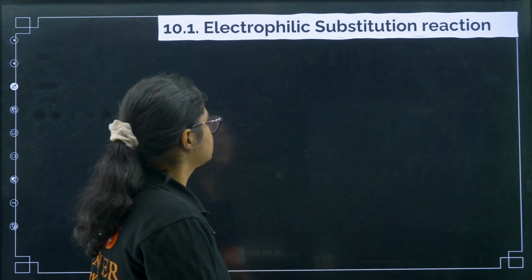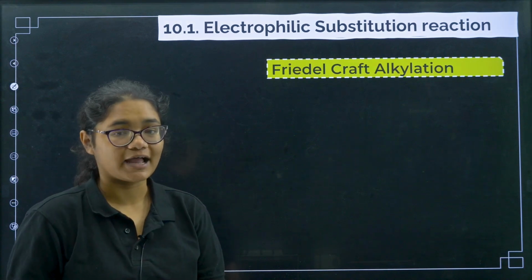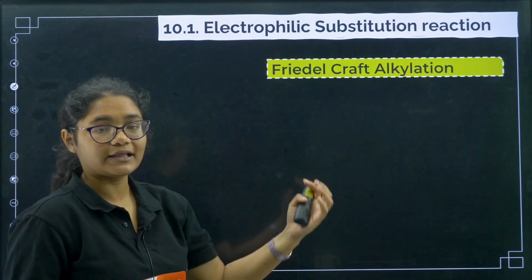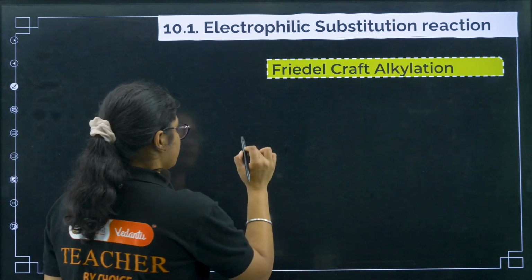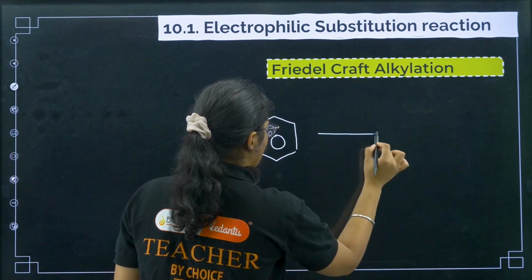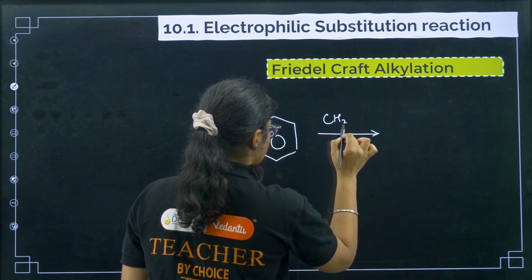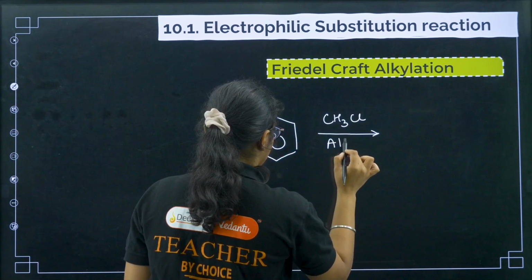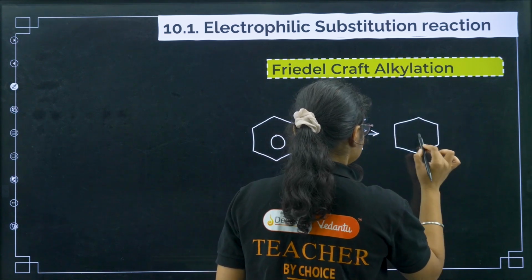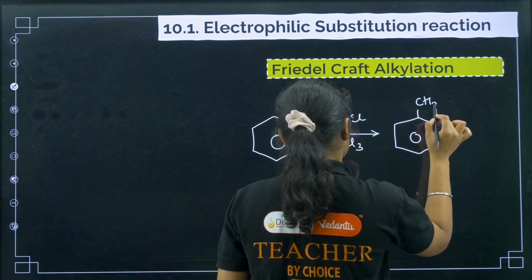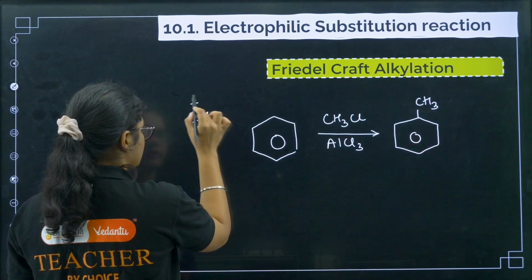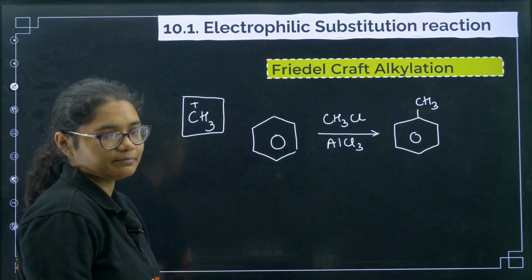Okay, next we have Friedel-Crafts alkylation. So this is a name reaction. Alkylation means adding an alkyl group to benzene. Okay, so if I have this benzene ring and I want to add alkyl group, you have to take CH3Cl, AlCl3. Okay, and here you will add CH3 group. And what is the cation produced or electrophile produced here? Electrophile is CH3 plus. Okay.